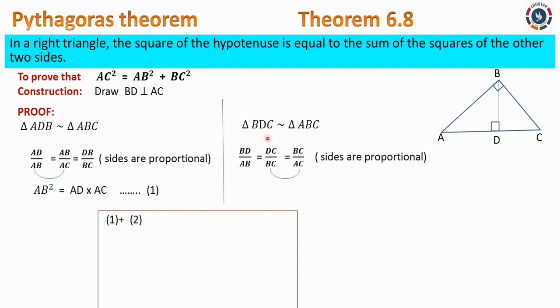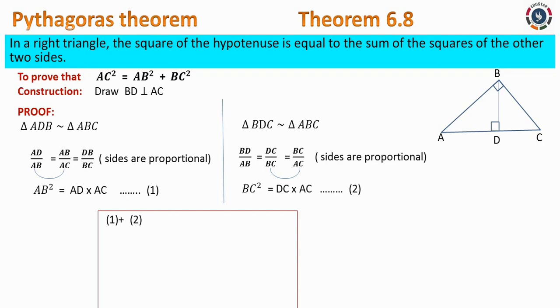Similarly, in the next pair, triangle BDC is similar to the triangle ABC. So, what is the ratio we will get? BD by AB, which is equal to DC by BC, equal to BC by AC. In this, we have to get BC square. So, we have to use which contains BC. Okay. So, BC square, which is equal to DC into AC.